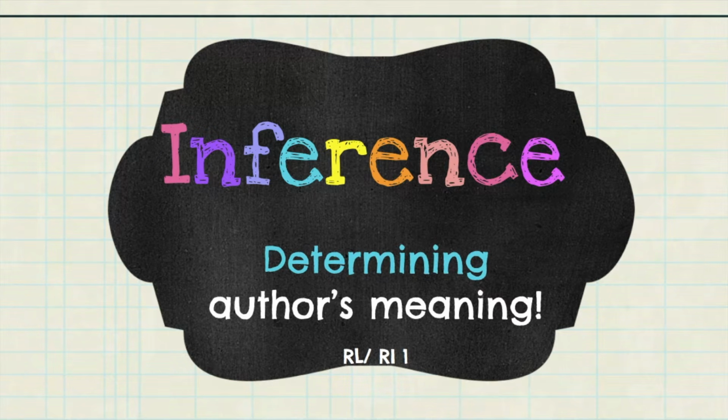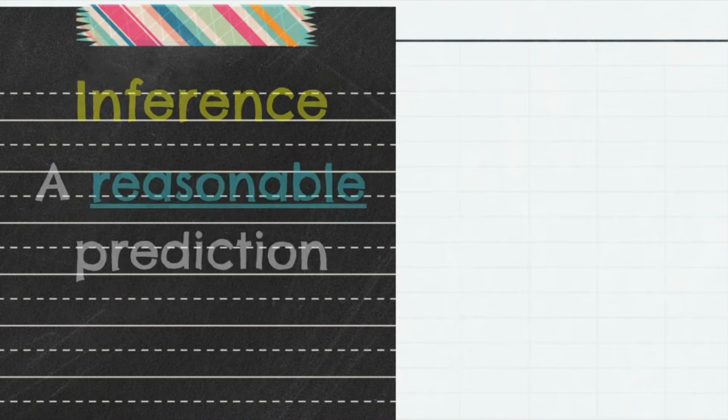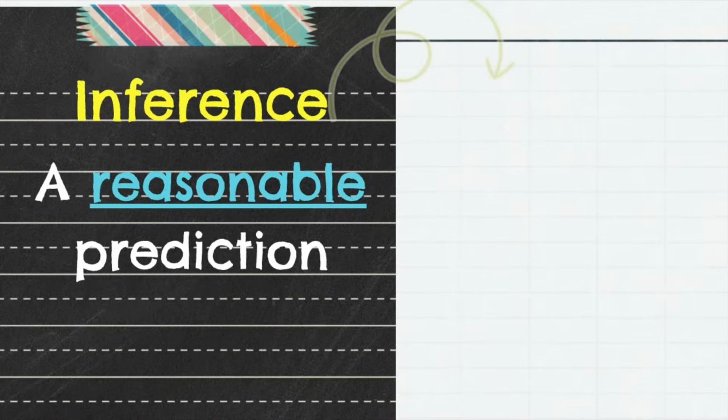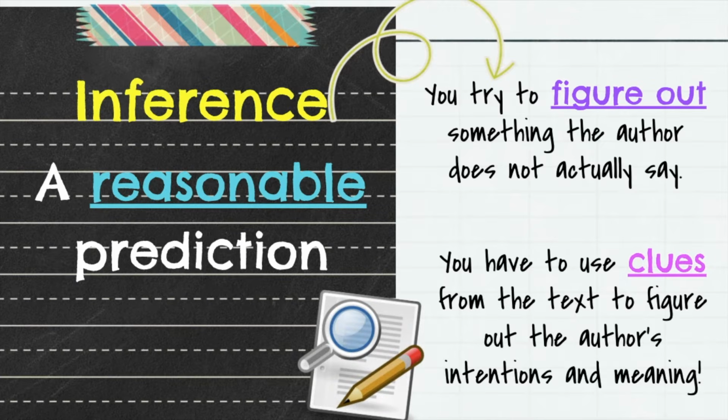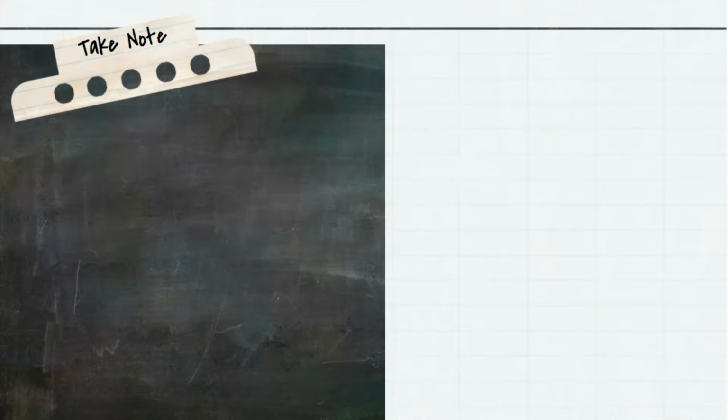So let's look at inference. Basically, we're looking at how to determine the author's meaning. So first, an inference is a reasonable prediction. So you're going to try to figure out something the author does not actually say. I know when I asked my students in the past, what is an inference? A lot of them have said a guess or an educated guess. And while that's not wrong, I just don't like using that term guess in my class because I don't want you to guess anything. I want you to figure it out using the clues that the author gives you. So you have to use the clues from the text to figure out the author's intentions and meaning.